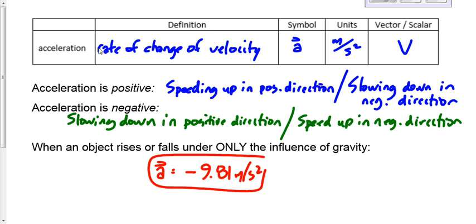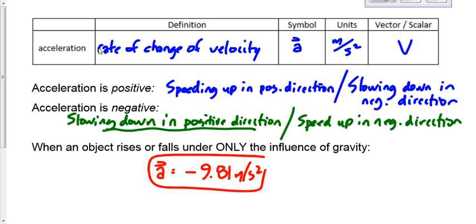Does that count for rising and falling? When it's rising, shouldn't it be positive 9.81? What's happening to this object as I throw it up into the air and it's rising? It's slowing down in the positive direction. When you slow down in the positive direction, you get a negative acceleration, negative 9.81.